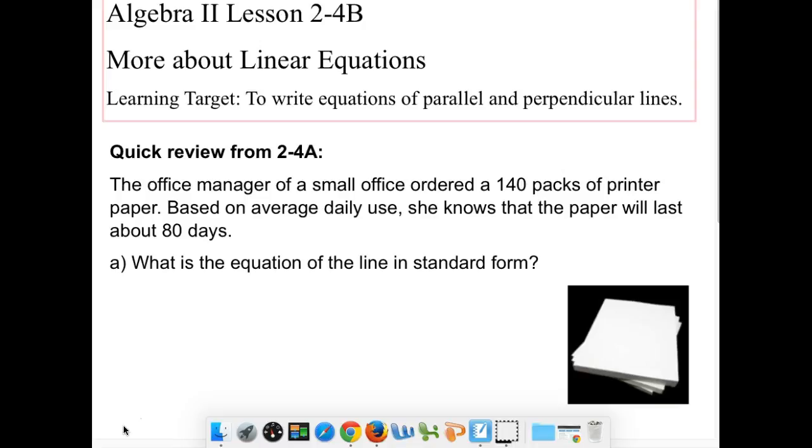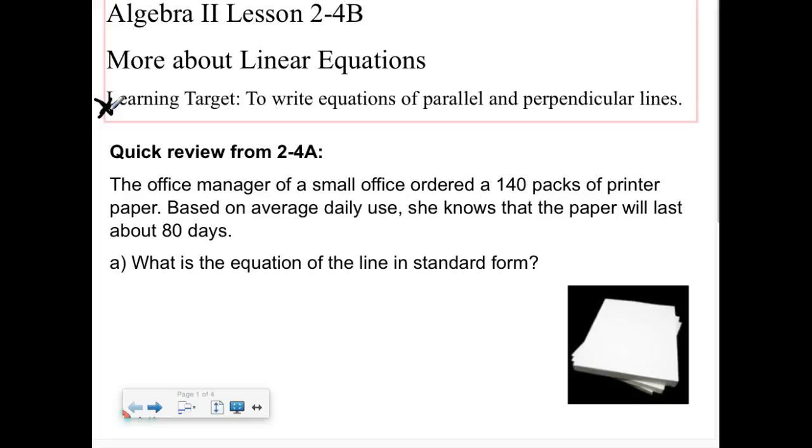Today we are going to start off with 2-4b, and we're going to continue talking about our linear equations. Yesterday we talked about our three linear equations. We talked about y equals mx plus b, our slope-intercept form. We talked about point-slope form, and we're going to also talk about standard form. And we're going to be using those interchangeably today, but today we're also going to add parallel and perpendicular lines. So we're going to throw all of that together. So our learning goal today is to write equations of parallel and perpendicular lines.